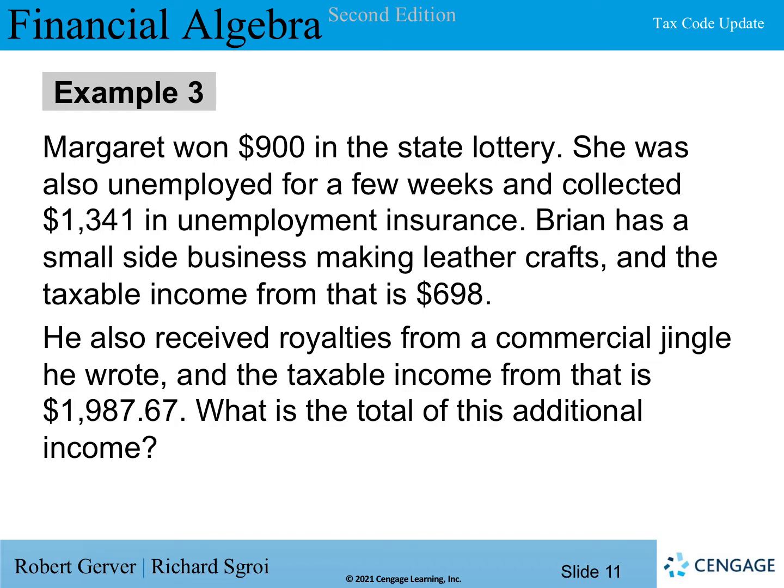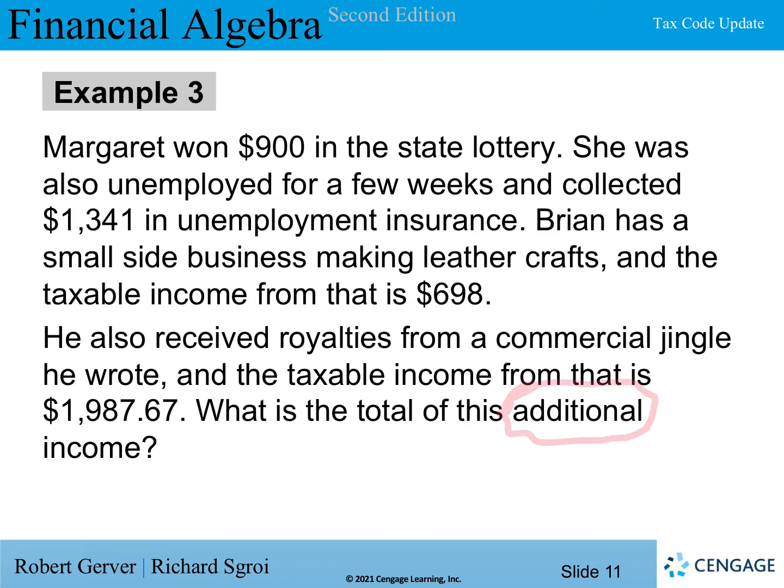So now let's continue on. Margaret won $900 in the state lottery. She was also unemployed for a few weeks and collected unemployment insurance. Brian has a small side business making leather crafts, and the taxable income from that is $698. He also received royalties from a commercial jingle he wrote, and the taxable income from that is $1,987.67. What is the total of this additional income?